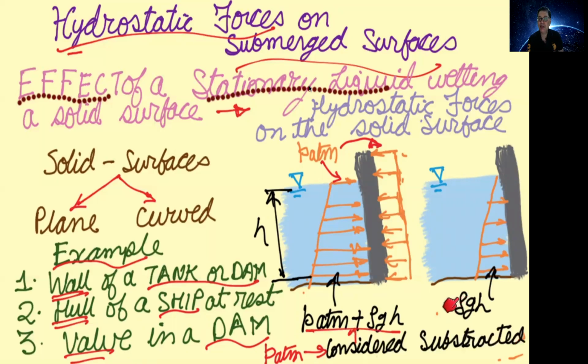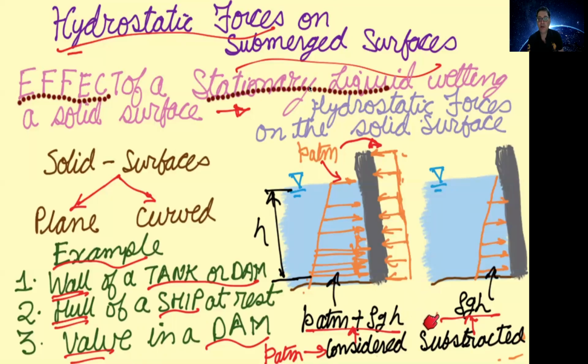I mentioned the definition of the gauge pressure in the previous topic, where we measure the pressure with reference to atmospheric pressure. So if you consider the atmospheric pressure, then for this column of liquid, the pressure distribution corresponds to P atmospheric plus rho gh, and this is the absolute pressure. And for the column of liquid, this is the gauge pressure.